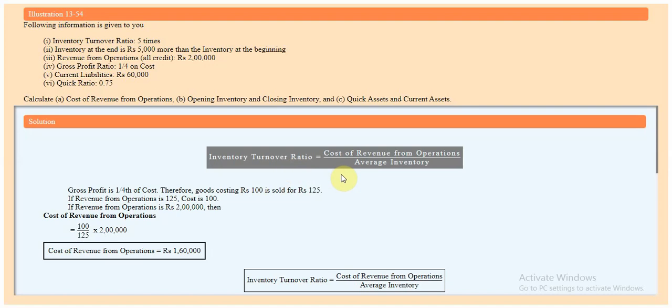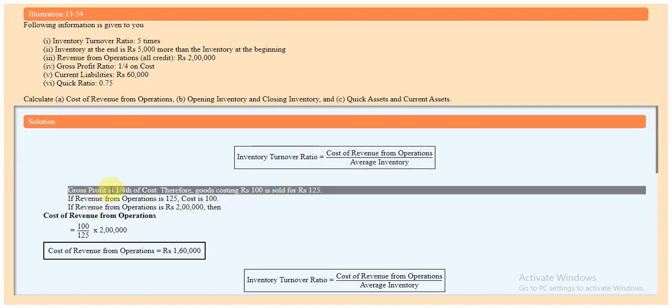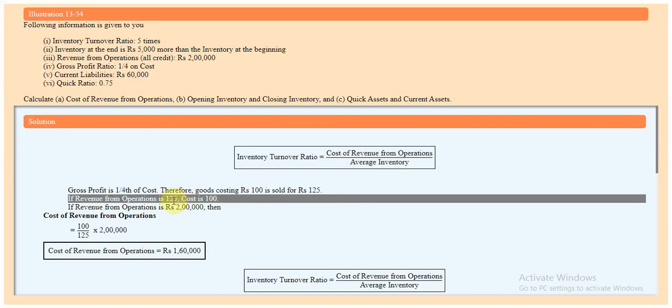Now, gross profit is given as 1/4 of cost. Therefore, if cost is 100, the profit will be 25% on cost, right? So if cost is 100, then the profit will be 25 and the selling price will be 125. So if revenue from operations is 125, the cost is 100.